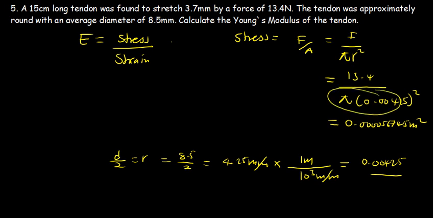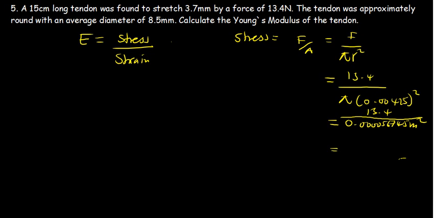Now what is on top there is 13.4. So what will be the stress? We've already determined the area. So 13.4 divided by that value which is in the denominator. So that is going to give us 236144.0817. This is going to be newtons per meter squared. That's the unit for stress.